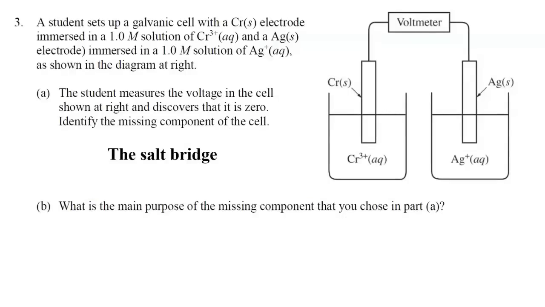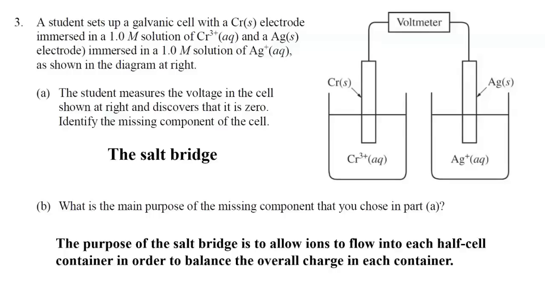And the answer to part B, what is the main purpose of the missing component that you chose in part A? The purpose of the salt bridge is to allow ions, not electrons, ions, to flow into each half-cell container in order to balance the overall charge in each container.